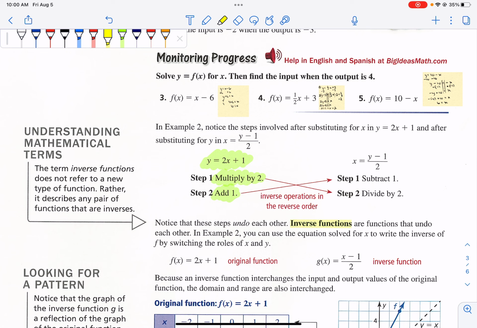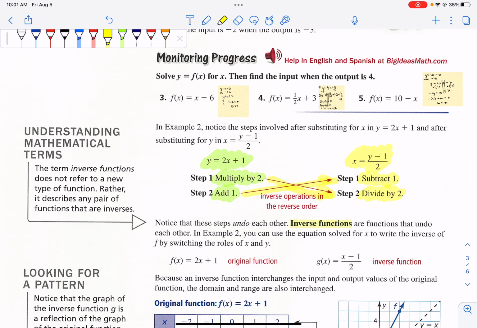But notice that when I took the inverse, when I switched things around, I ended up with x equals y minus 1 divided by 2. And when I see that, look at what I would do first. I would subtract. My step 1 to solve that would be to subtract 1 and divide by 2. That's kind of interesting because it's the opposite of what I did with the original function. It's the inverse operations backwards. Instead of multiplying by 2 and then adding 1, I subtract 1 and then divide by 2.